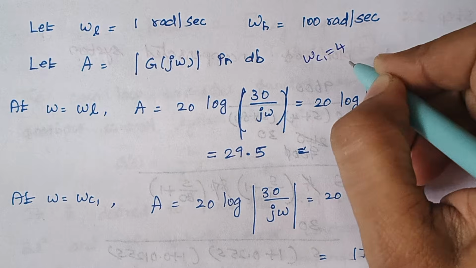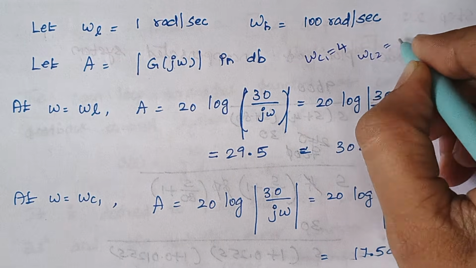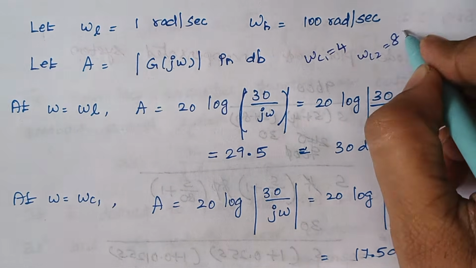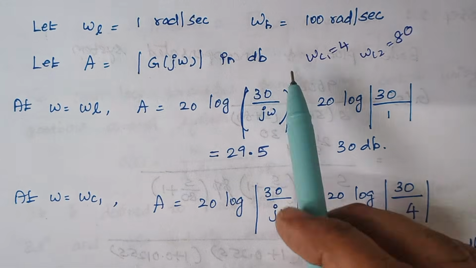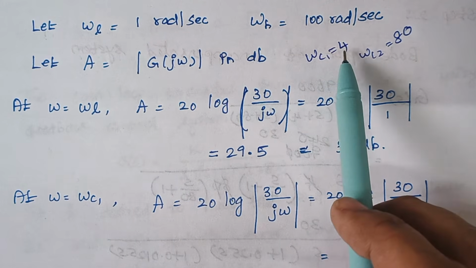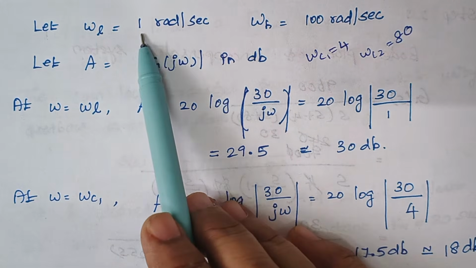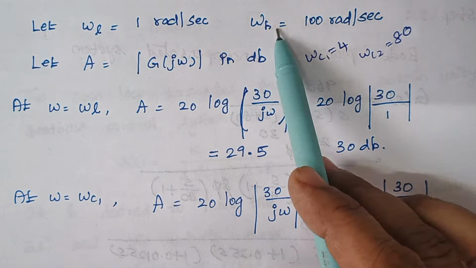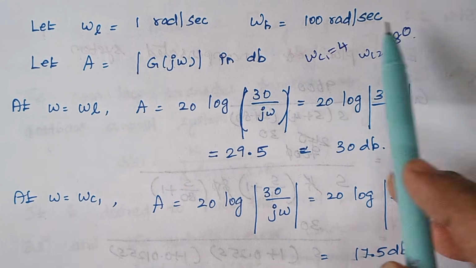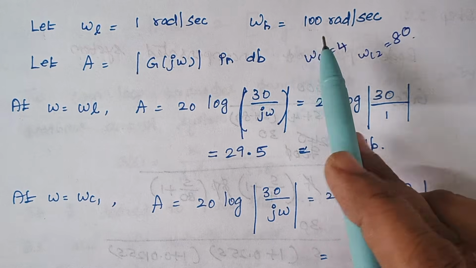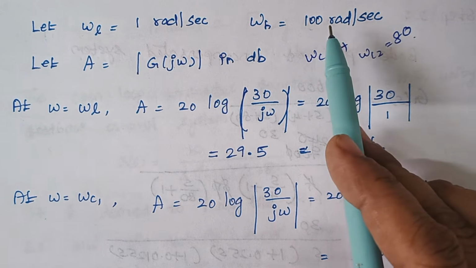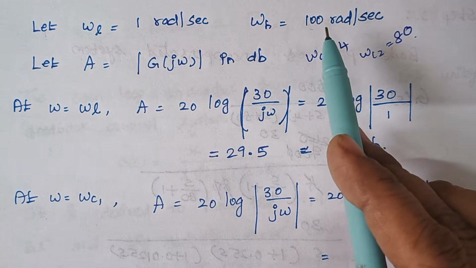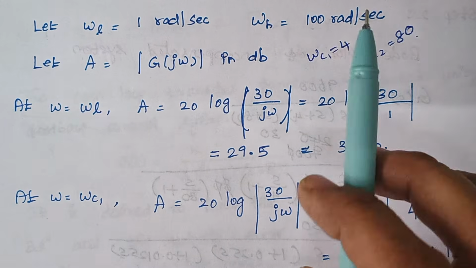Here what is the value of omega C1? The value of omega C1 is 4 and the value of omega C2 is 80. So we have to select a value which is less than this 4. Here we had selected 1. And omega H should be greater than this 80, so here it is selected as 100. Even you can select 200, 500, whatever it may be. It won't make any difference. The final answer will remain the same.